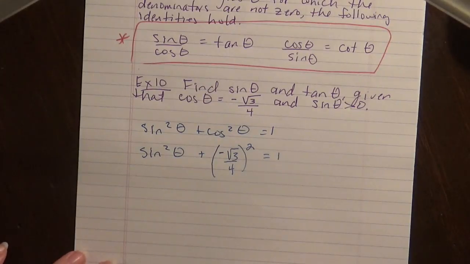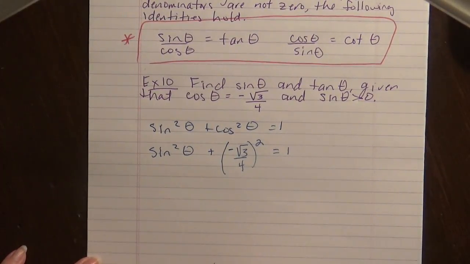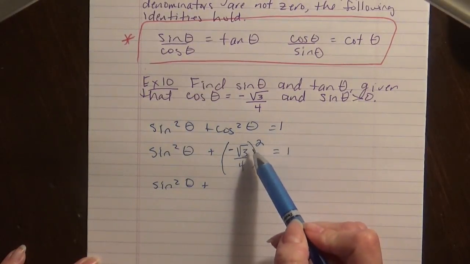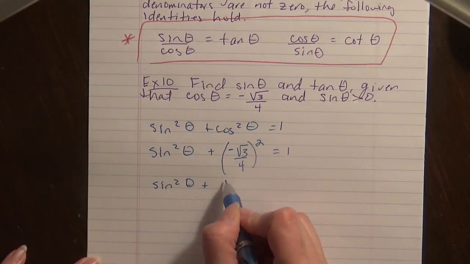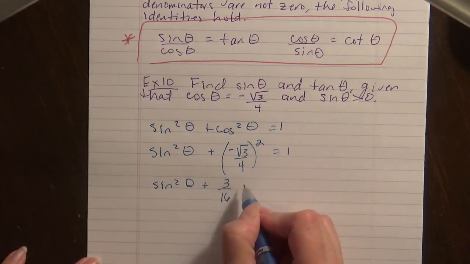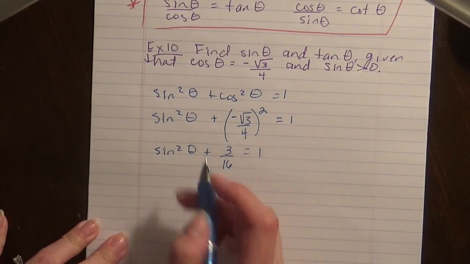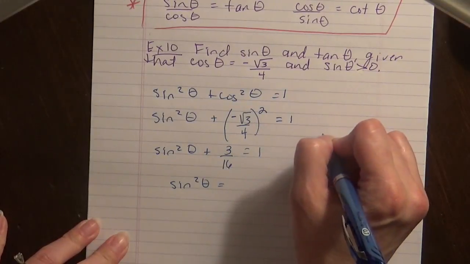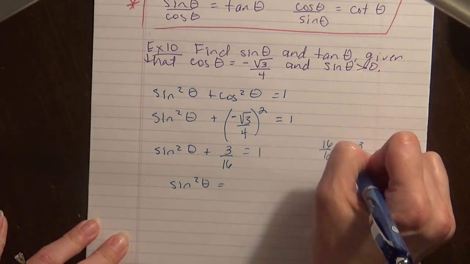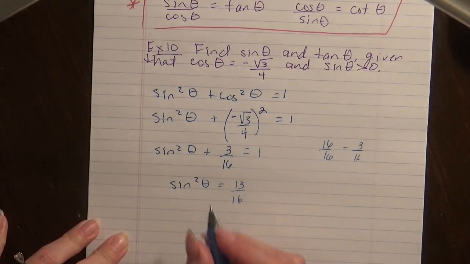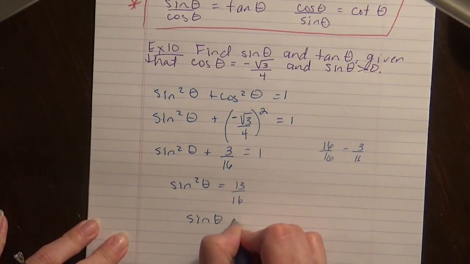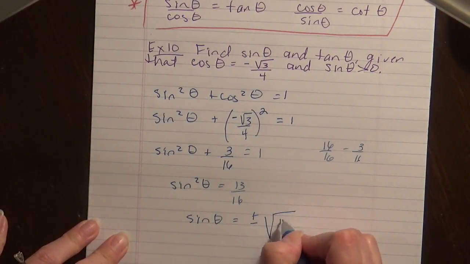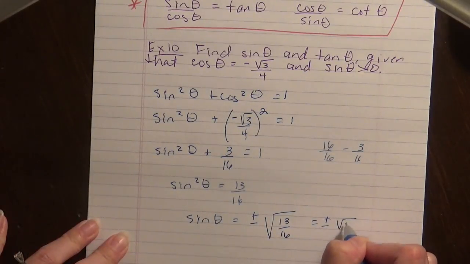Now, we're solving this for sine theta. So this gives me sine square theta plus, square the square root, I get 3 over 16, and of course I'm squaring a negative, so that makes it positive, equal 1. Subtract 3/16. So sine square theta equals 1 minus 3/16. So you can do that on your calculator if you need to, but it's really not hard because you're doing 16/16 minus 3/16. Gives you 13/16. Take the square root of both sides, and you get sine theta equals plus or minus square root of 13/16, or plus or minus square root 13 over 4.